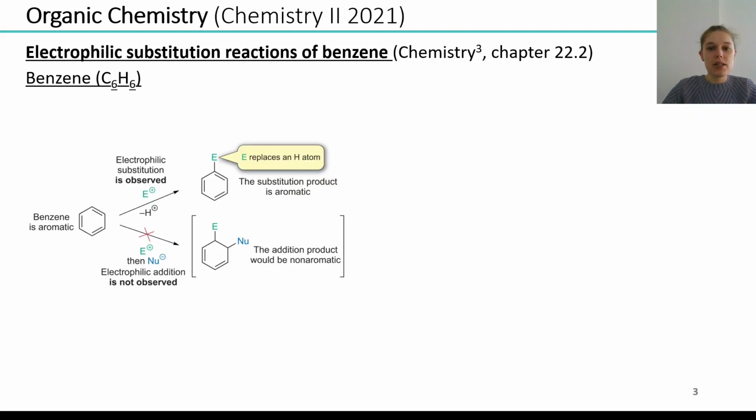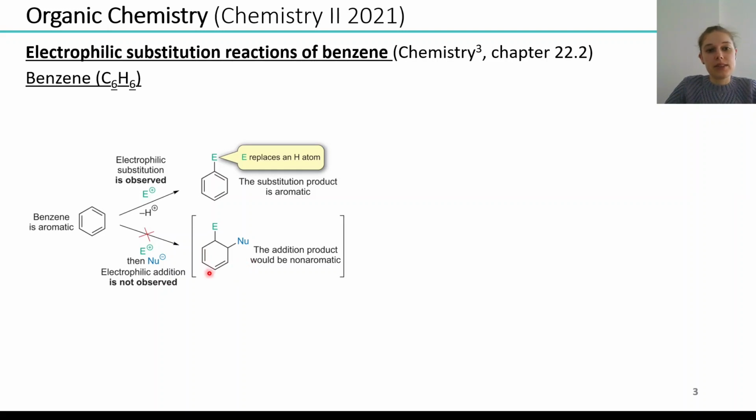Very shortly, if benzene would react like a normal alkene, then we would have an electrophilic addition reaction. And that would mean that we end up with such a product. So we have the electrophile as well as the nucleophile, the end product, attached to the benzene ring. And you can already see that the final product is no longer aromatic.